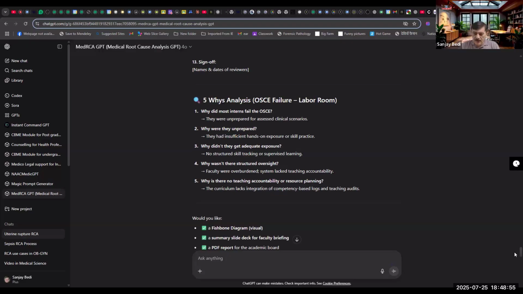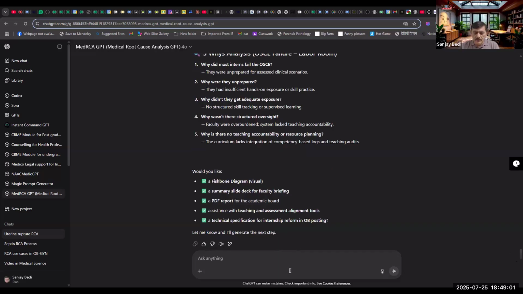And if you ask it, it will create the fishbone diagram also. I'm not creating it because it takes almost 4-5 minutes to create a fishbone diagram. It requires a lot of internet support. And we can also create a PowerPoint and PDF reports. All these are built in within this tool.